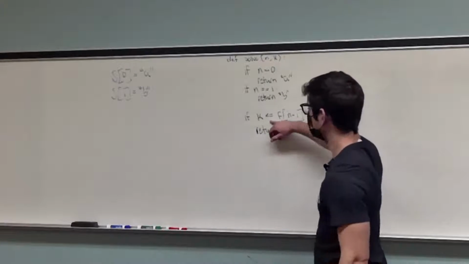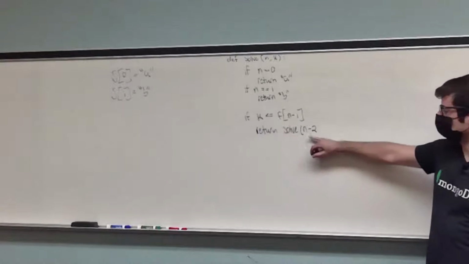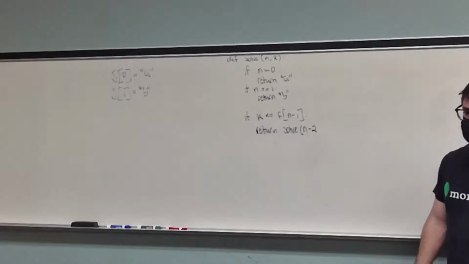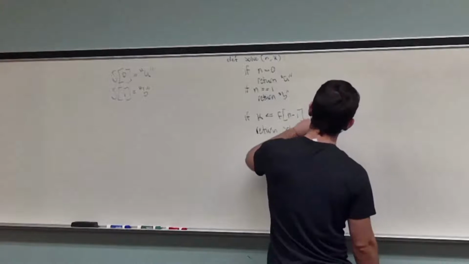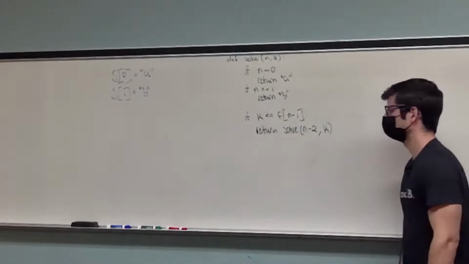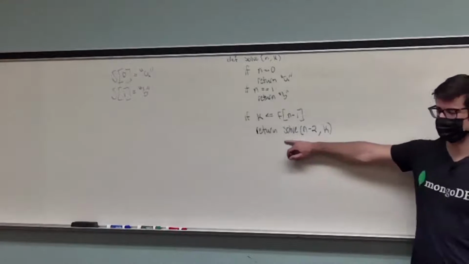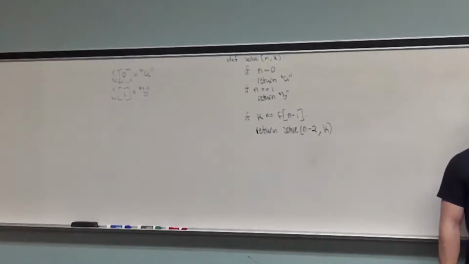We know our answer is on the left side, so now we want to look at n minus 2, which is that left side. And then we want to pass it, okay. Does this make sense to everyone? Yeah?